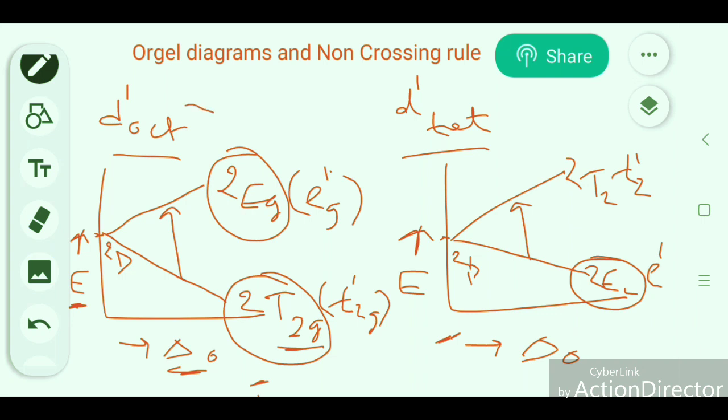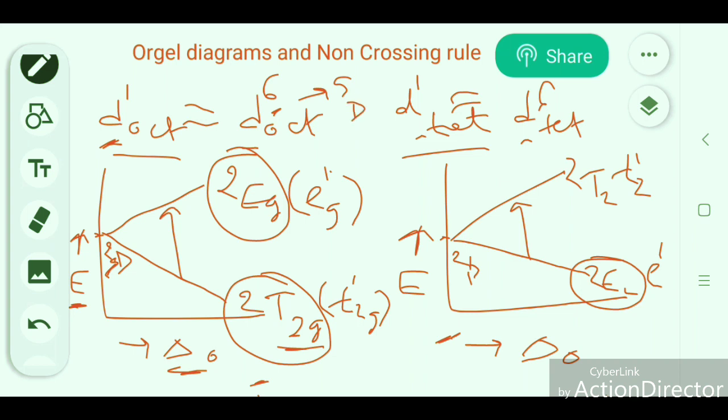As we know, d1 configuration is similar to the d6 octahedral configuration, and d1 tetrahedral is similar to the d6 tetrahedral complex. So the Orgel diagram will be similar for d1 and d6 octahedral, d1 tetrahedral and d6 tetrahedral. The only difference is that the multiplicity will change. For d1 configuration, the multiplicity of the term is 2, so it becomes 2D. For d6, the ground state term will become 5D.